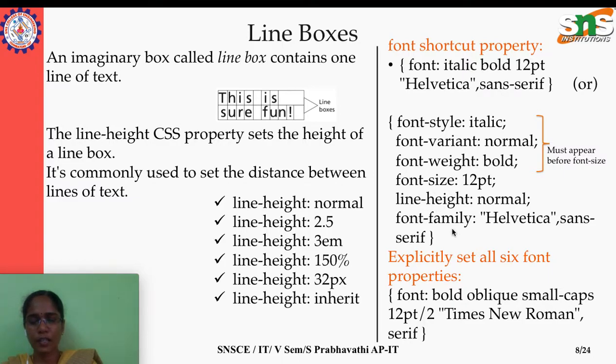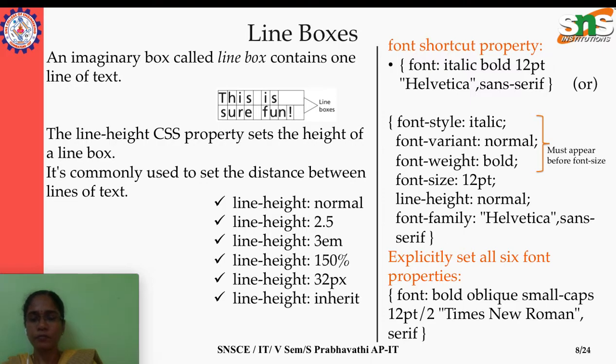We could specify all these six individually, or in a shortcut manner just use the property name font. For example, font colon italic, so the style is italic, and here it's normal, so the font variant is normal and the default value is left out. Font weight is bold, font size is 12 point, and line height is normal, so that gets skipped here. And this is the font family. So in one go we could mention it like this, or else we could mention it individually.